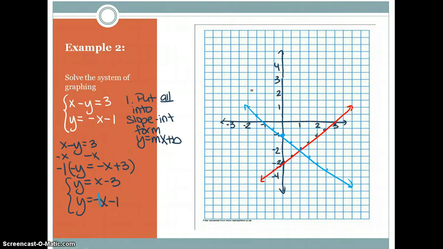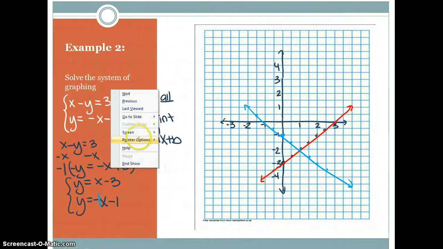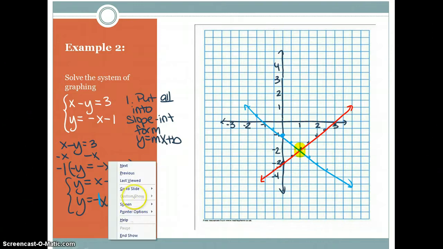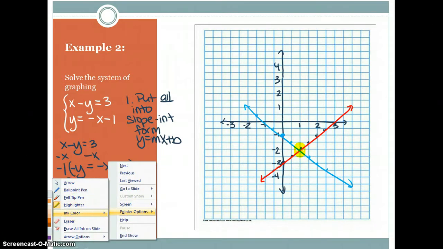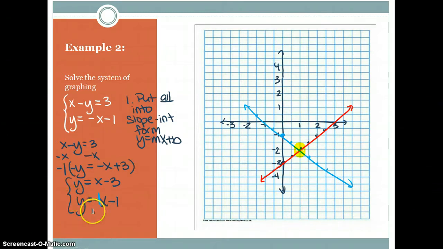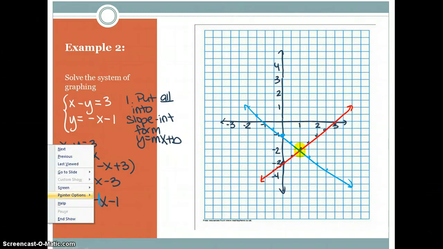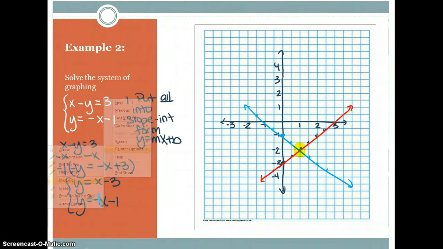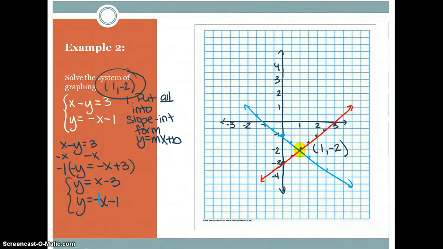And then from here, you're simply looking for that point of intersection. The point of intersection is the answer to this solution, so we're looking right here. And this point, oops, that did not stick. Okay, so that point is at 1, negative 2. So the solution to this specific system is 1, negative 2. And that would be our solution.